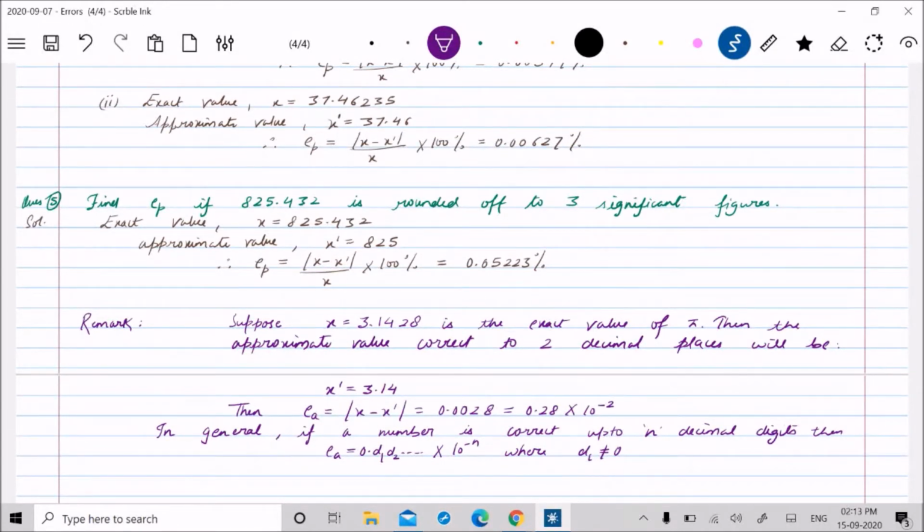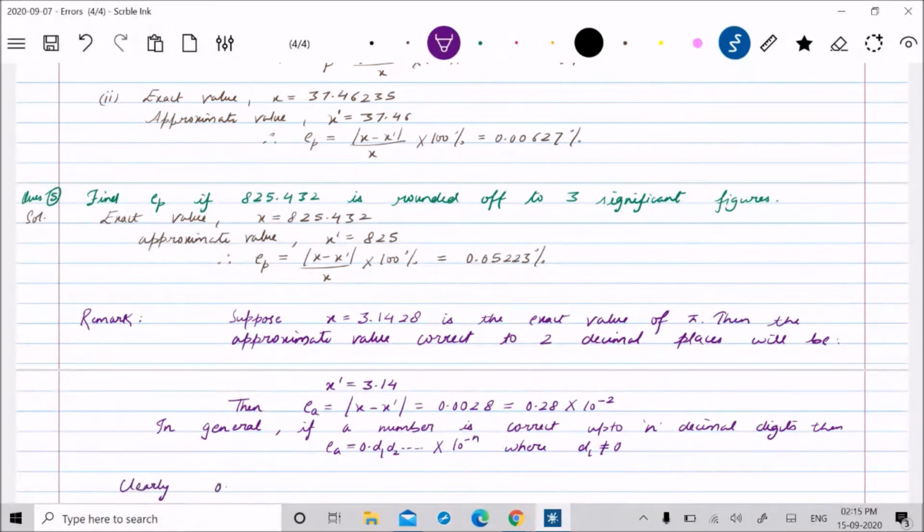I hope you got this point. As I told, in this number the first digit should be not equal to 0, right? Is it fine? Because the decimal is required just before a non-zero number. And that's what I have written here, that this d1 is the first digit appearing after the decimal point, and that should be a non-zero number. I hope you got this, because this is very important. Clearly, 0.d1 d2 dash dash is a number between 0 and 1.